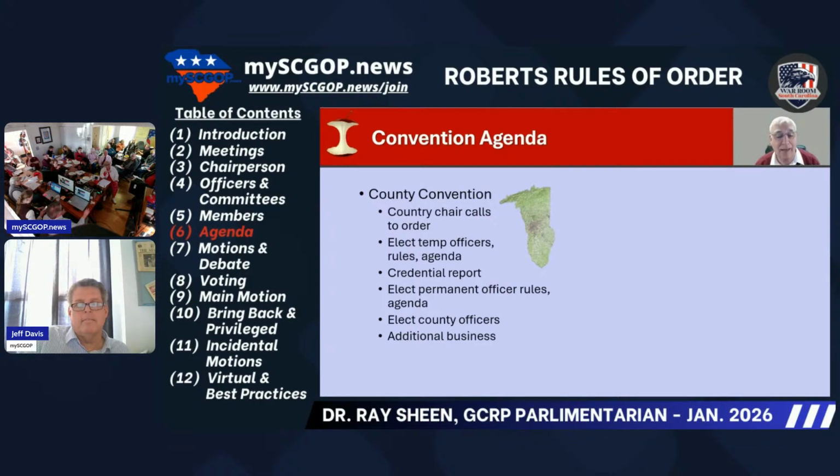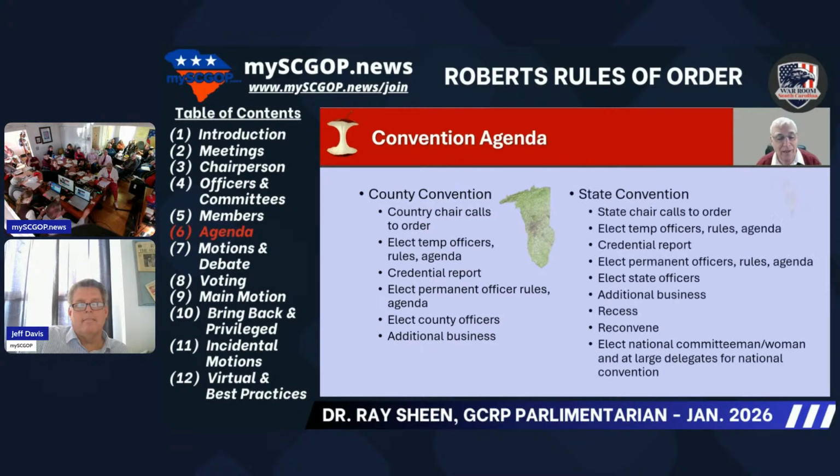The assembly may also elect other county officers. The convention can then conduct any other business that is before them. For instance, bylaws changes can be reviewed and approved. Also, any major resolutions pertaining to the goals or objectives of the organization should be introduced so they can be debated and voted upon. The state convention follows a similar agenda.